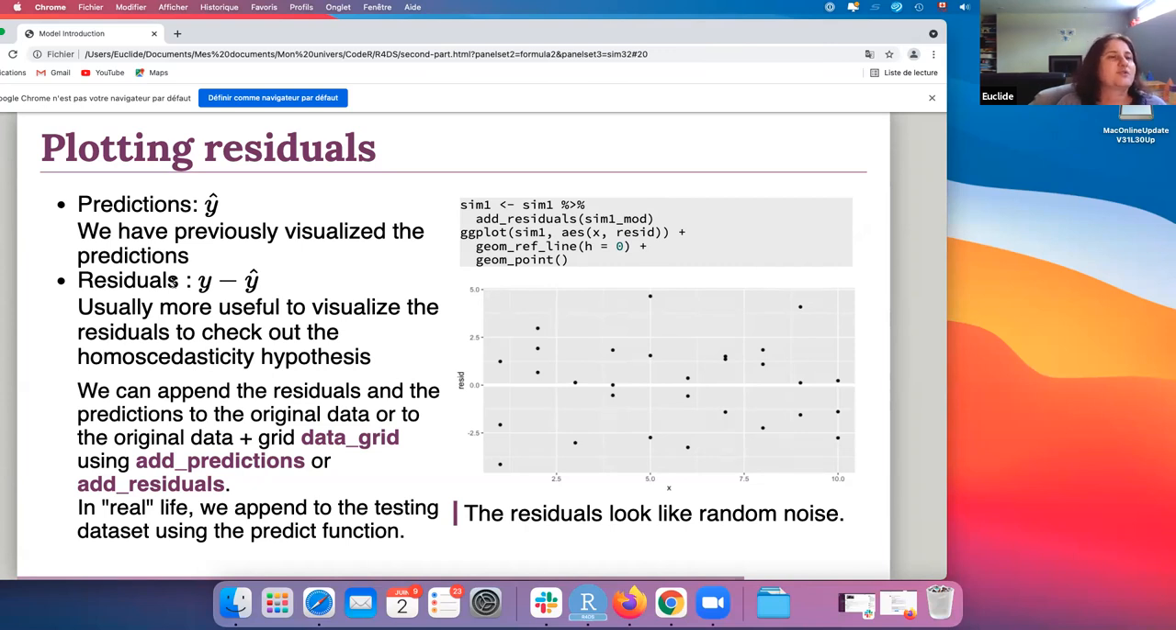And the core is that we are testing the homoscedasticity hypothesis, which is the fact that it's random noise with constant variance. It's what we see here, because they look centered on zero and normally distributed. So we have data grid, and add prediction and add residual are two wrappers that add the predicted value and the residual directly to your original data set.